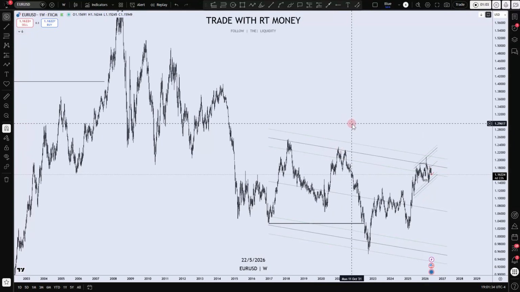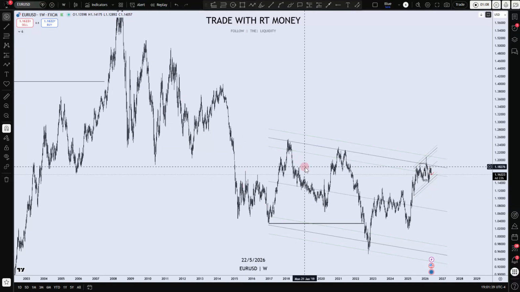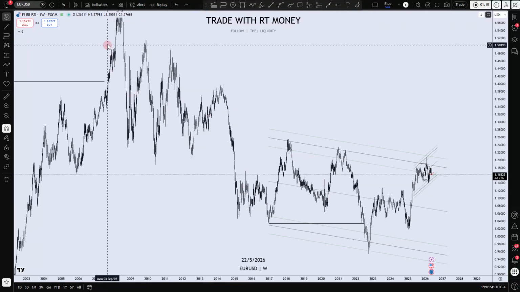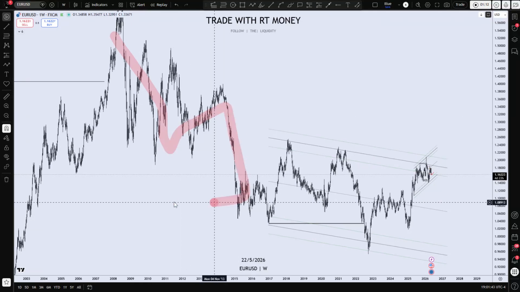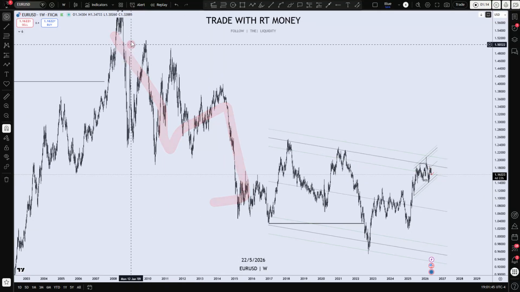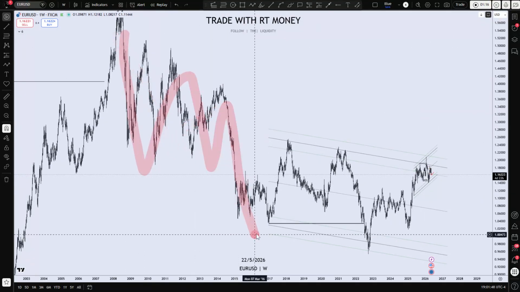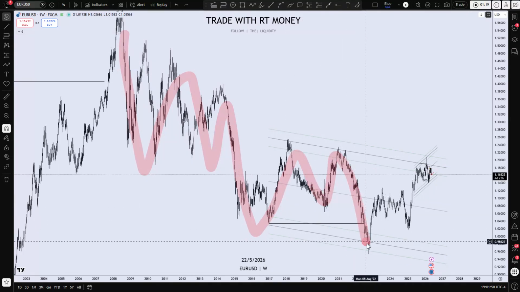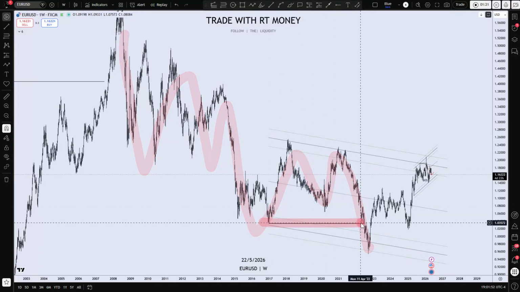Now, we're looking at the weekly time frame. First thing I want you to notice is that the market's been bearish, making lower lows and lower highs. Lower lows and lower highs, right? And then the last break of market structure was a bearish one right here.